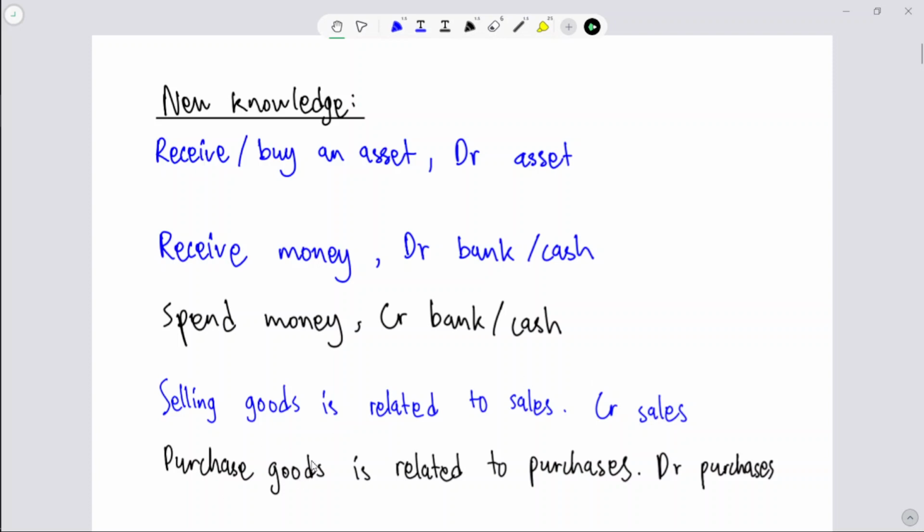Selling goods is actually sales, hence credit sales. Purchase goods are related to the purchases, hence debit purchases.